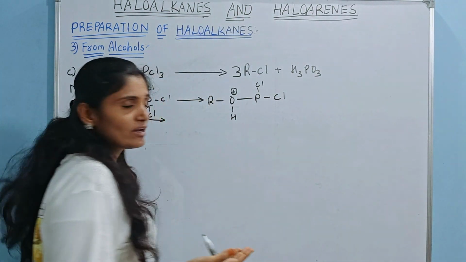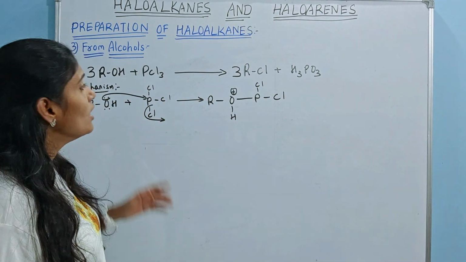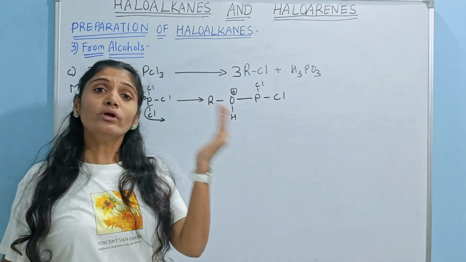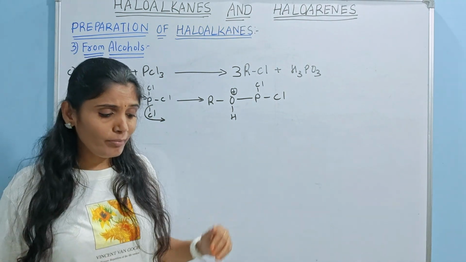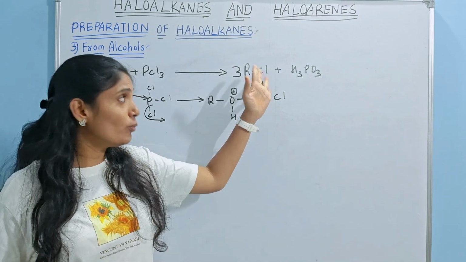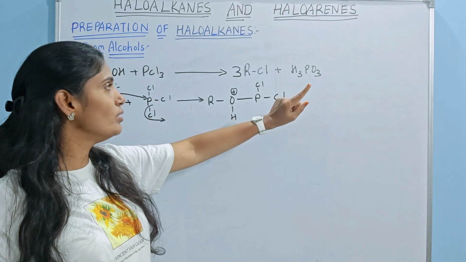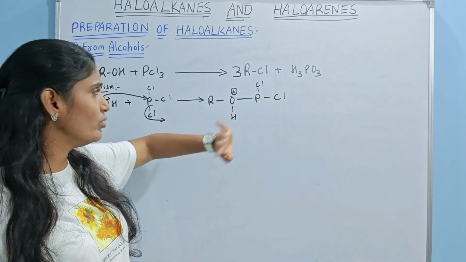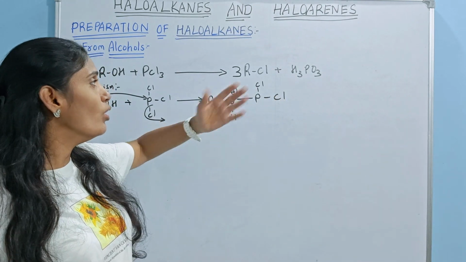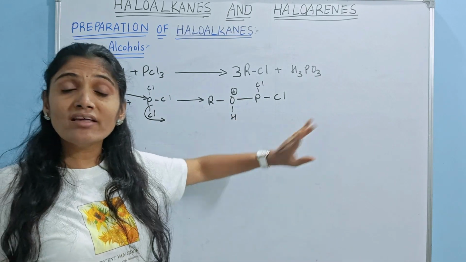Now if you see this reaction further, I told you when I was teaching PCl5 also, the mechanism is assumed based on the product's form. Now if you see the product, we have RCl plus H3PO3. So definitely this bond has remained intact and hydrogen didn't come out as HCl.